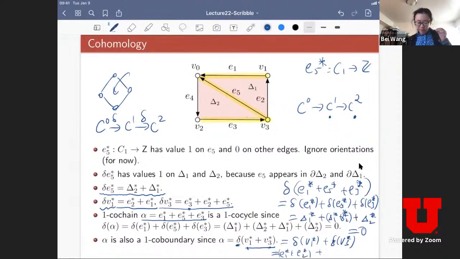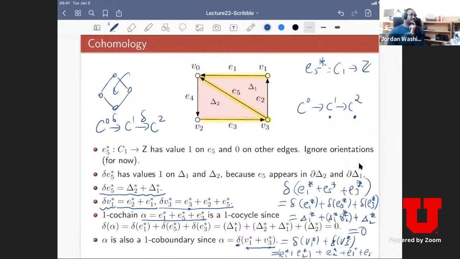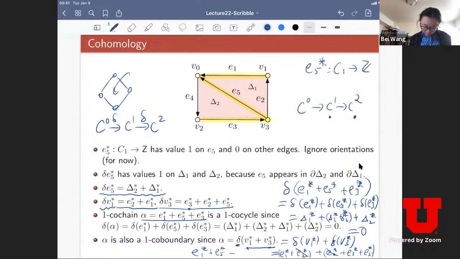What is the co-boundary of V3 star? E2 and E3. And E5. Oh, and E5, yeah. Put a star to make it a function. What do I have? E2 cancels out. This is precisely E1 star plus E5 star plus E3 star. That's precisely alpha. So alpha is a one co-cycle and a co-boundary.